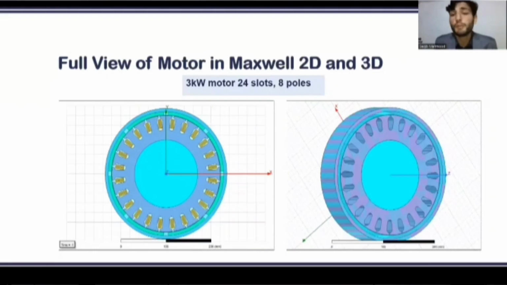the full view of the motor in Maxwell 2D and 3D. This is the 2D model of the 3 kilowatt motor of 24 slots and 8 poles, and this is its 3D view.